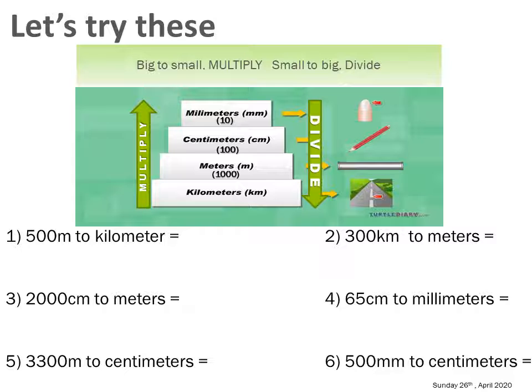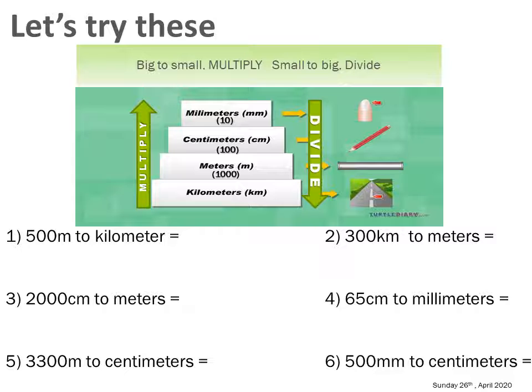Okay? So now what will I divide with? 500 meter, I will divide now with 1000. So 500 meter divided by 1000, I will now have 0.500 kilometer.